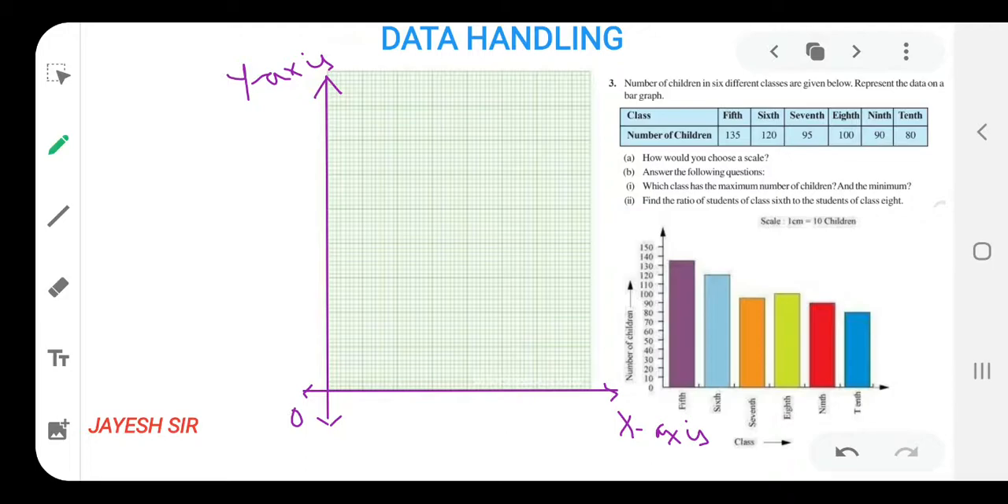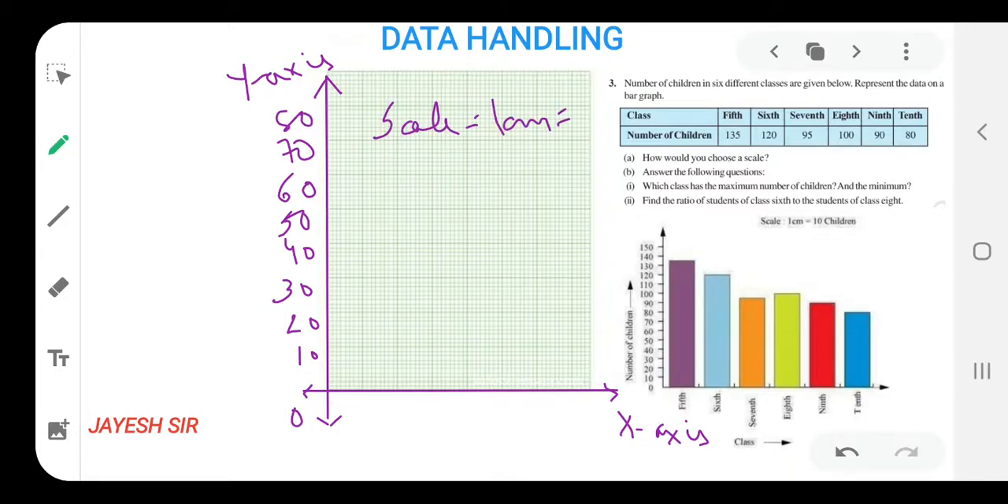Now the next thing we need to think about is the scale. So the scale: numbers are 90, 95, that means a gap of 5 is there. That means by the middle of the bar graph we can assume that it would be 5. So a scale of 10, I am taking 10, 20, 30, 40, 50, 60, 70, 80. In this way I am writing. So here I will write scale 1 centimeter equals 10 children. So this would be my scale for the bar graph.